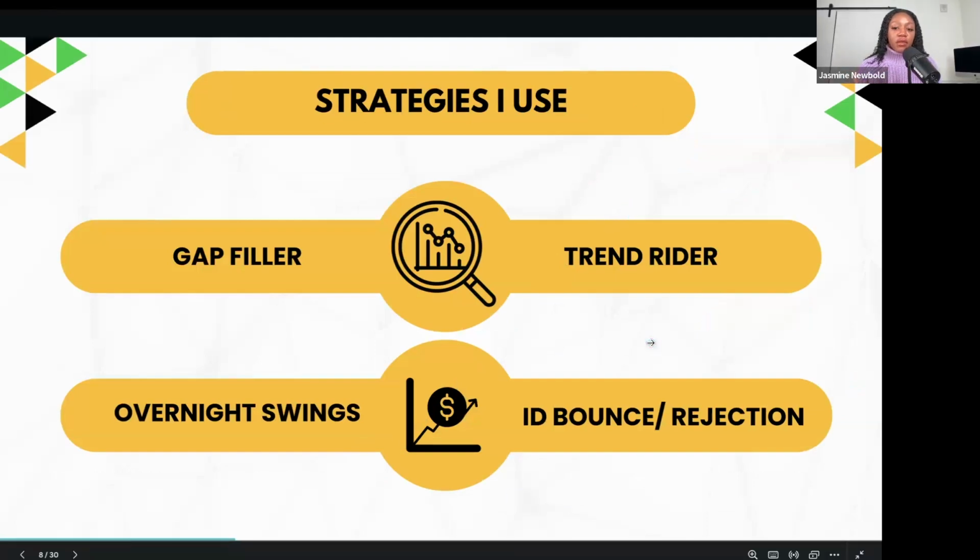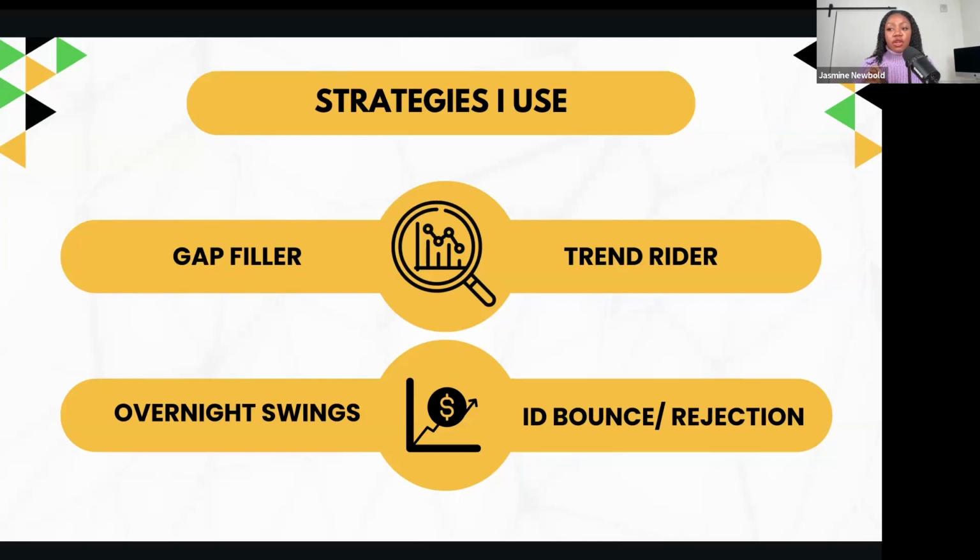Gap filler is going to be my go-to. At the beginning of the day, I'm always looking for a gap to fill, whether it's to the upside or the downside, it doesn't matter, because we make money both ways with stock options. So if we have a gap up, I'm looking to fill that. If we have a gap down, I'm looking to fill that.